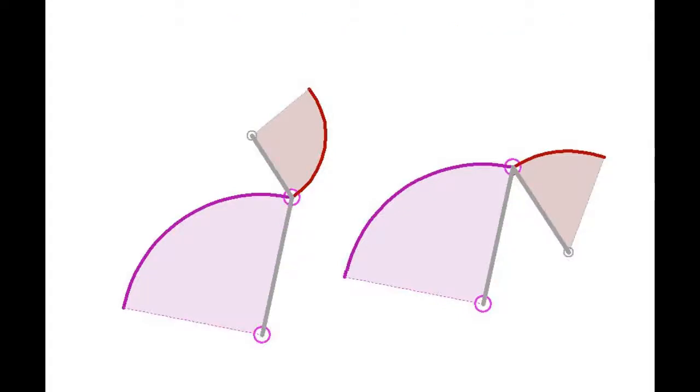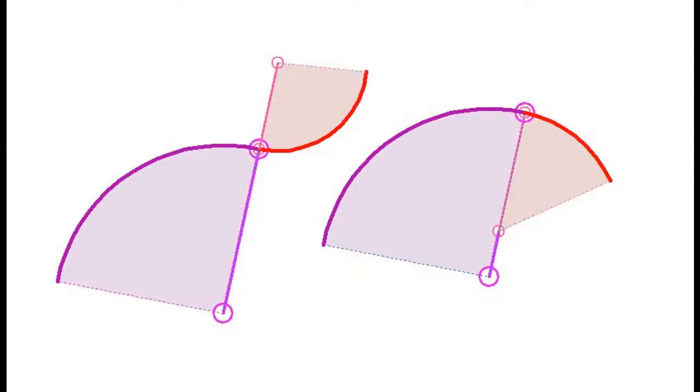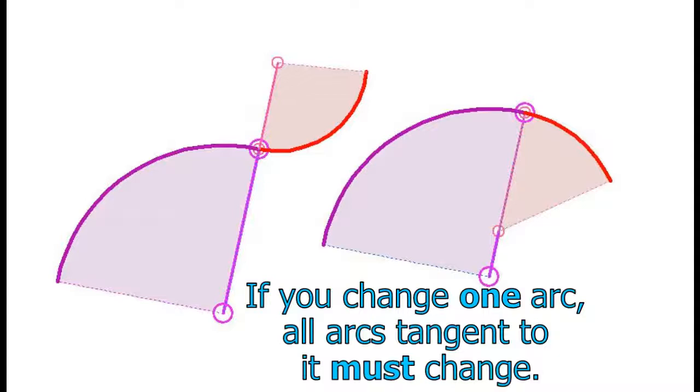Tangent arcs are dependent upon one another. Therefore, when you change the radius of one arc, all of the arcs that are tangent to it must change their radius and center point in order to remain tangent to each other.